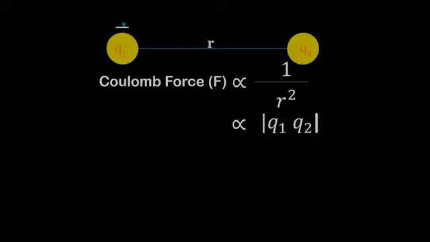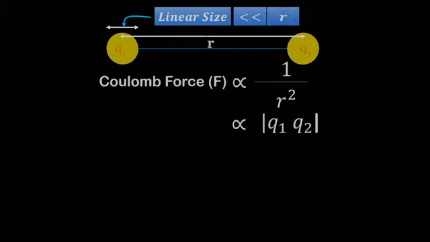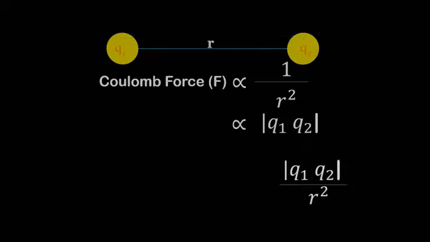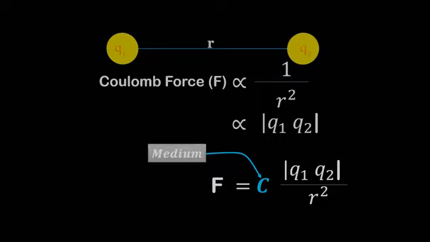Please note that when the linear size of charged bodies is much smaller than the distance separating them, the size may be ignored and the charged bodies are treated as point charges. When we combine both equations and remove the proportionality sign, we get a constant c, and the equation for the force between two charges, which is F equals c times q1 q2 divided by r square, where r is the distance between the charges and c depends on the medium between the charges.